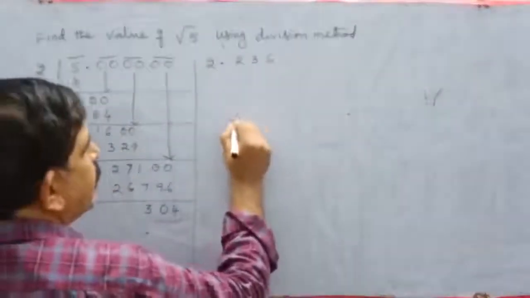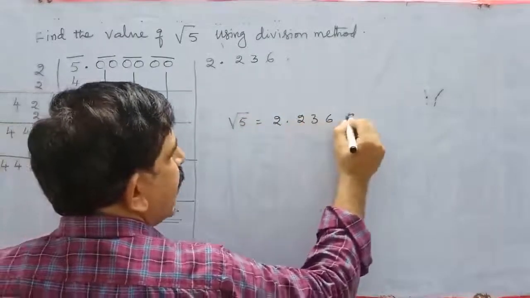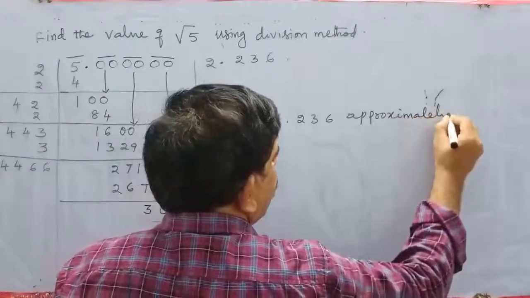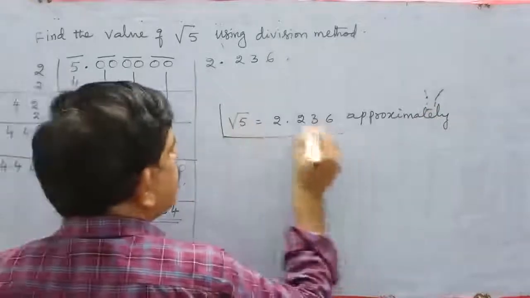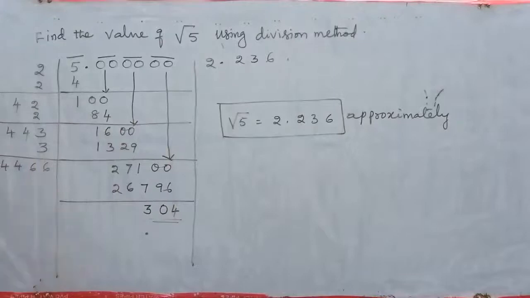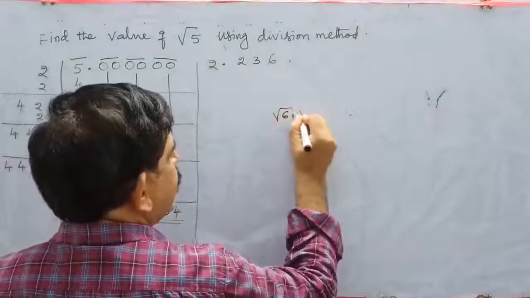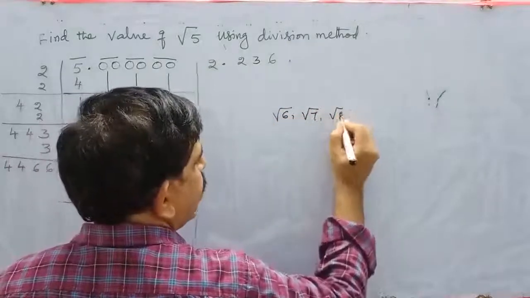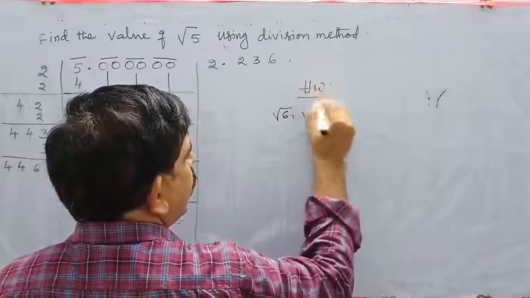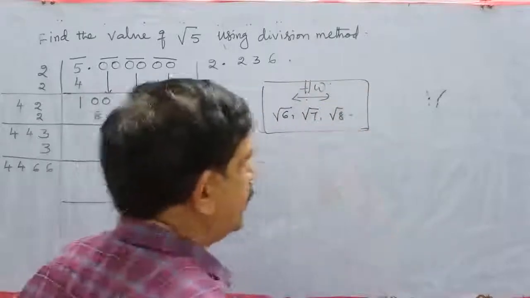Okay. Now the square root of 5 is equal to 2.236 approximately. Okay, some more decimals we will get. If you prolong this division, using this you try to do root 6, root 7, root 8 as the homework. Okay, homework. Root 6, root 7, root 8. Okay, thank you.